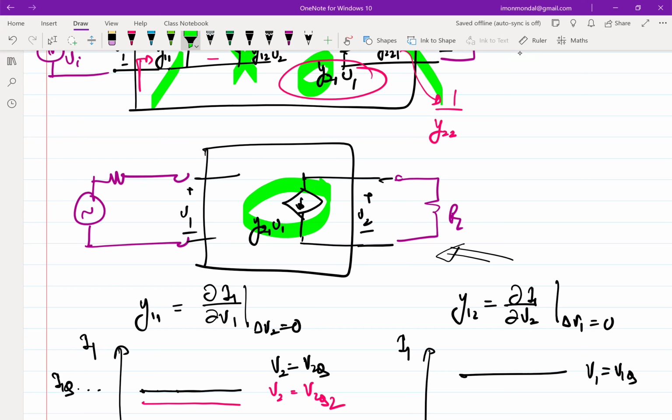Because ultimately, if the quiescent I and quiescent V are 0, all differentials also go to 0 essentially, right? So you probably will not be able to get anything. Even though this looks like an LTI network, it's an LTI network in the incremental sense. You don't have such an LTI network in a total IV sense. That's not possible.